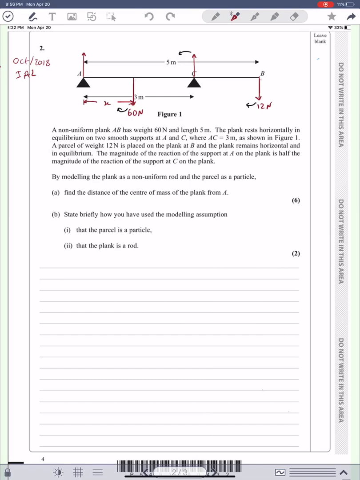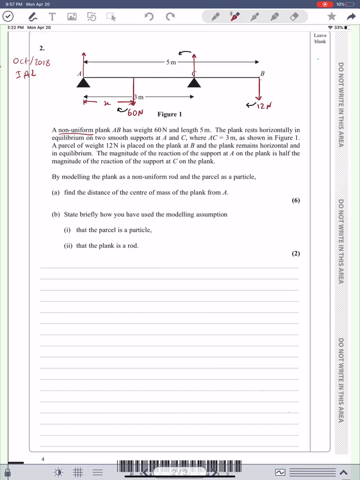Since we said non-uniform, we directly place the weight of the plank or the rod not in the middle. So it is x meters from any point. But since we start from left to right, the best to do, for convenience, is to take it from this position to A as x. So this is the distance between the weight of the plank and A.